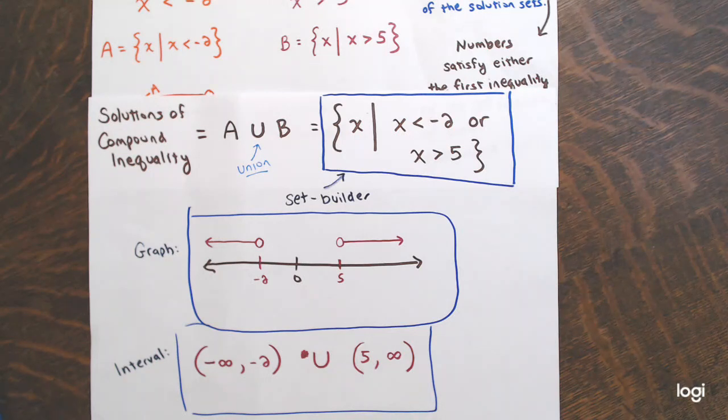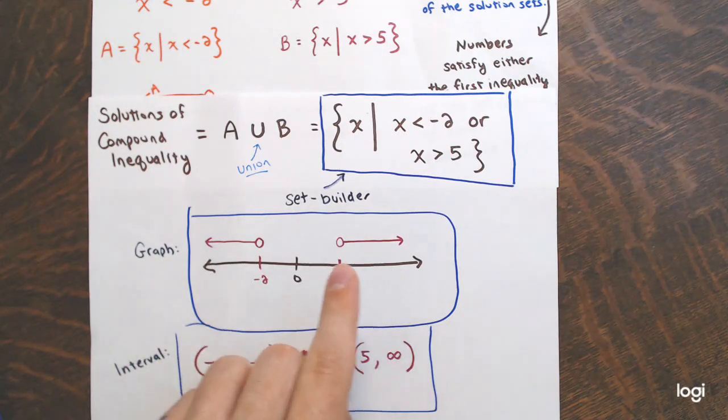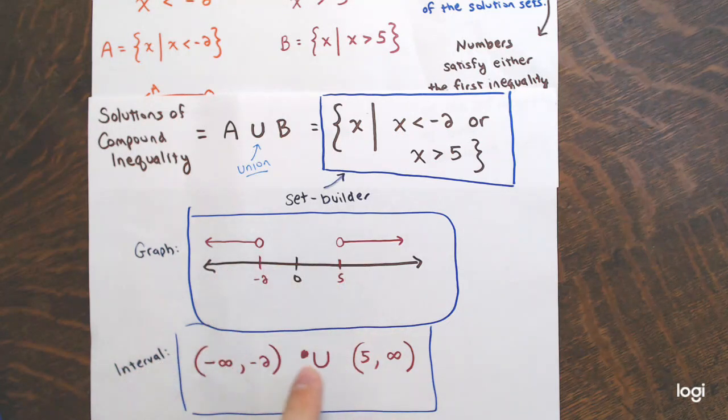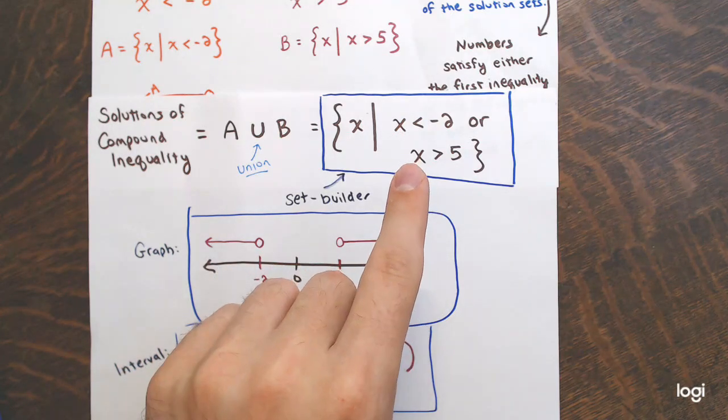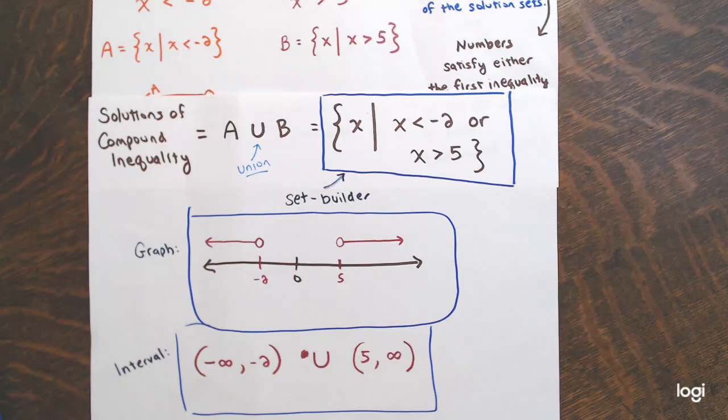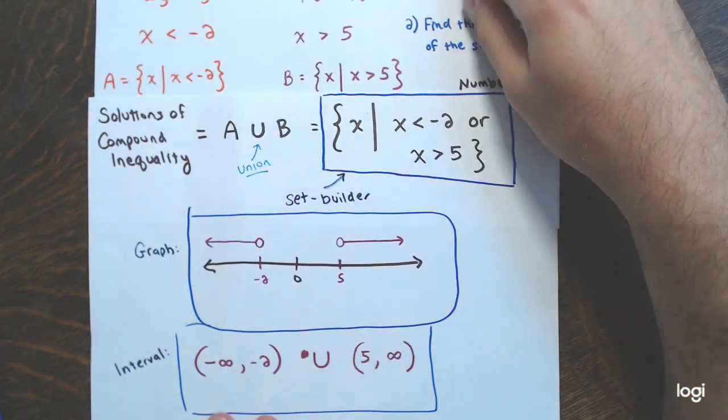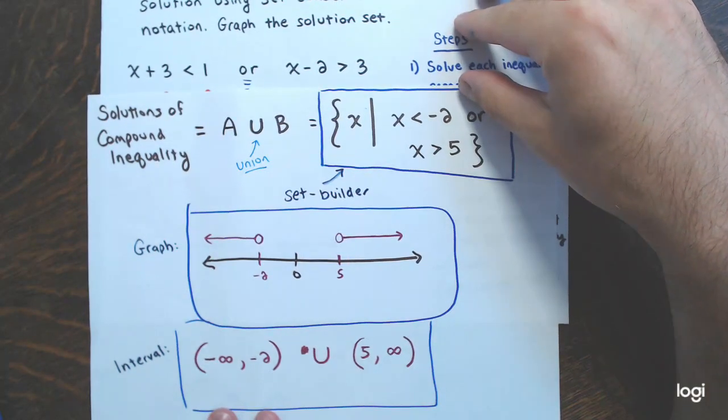All right, it describes the same set of numbers that this picture does, and they both describe the same set of numbers that are described in this set builder notation. So all the numbers less than -2 are solutions, or all the numbers greater than 5 are solutions. And you can double check. Now go back to the original inequality. Here it was, way back up here.